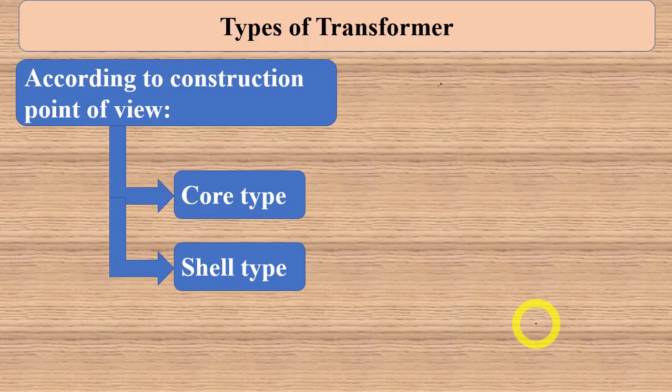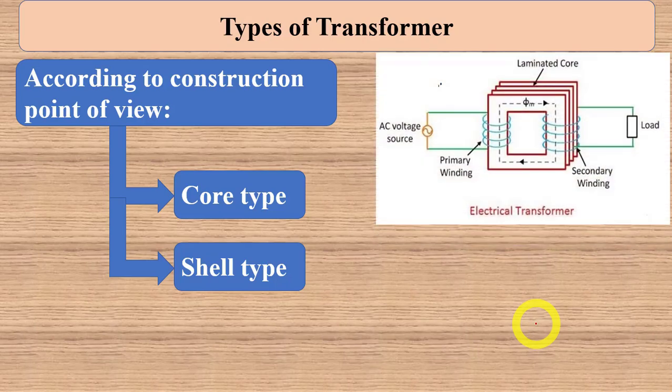Types of transformer. From the construction point of view, there are two types of transformer: core type and shell type. In a core type transformer, there is a series magnetic circuit. Series magnetic circuit means a common magnetic circuit which links both windings, primary as well as secondary. In a core type transformer, there are two limbs. In the case of a single phase transformer, the primary winding is wound on limb 1 and the secondary winding is wound on limb 2. And this is called yoke and yoke.